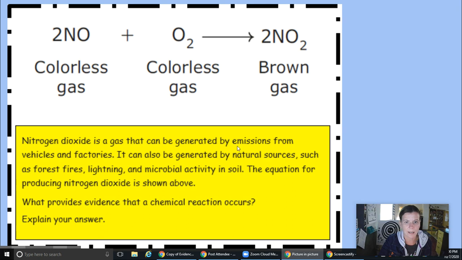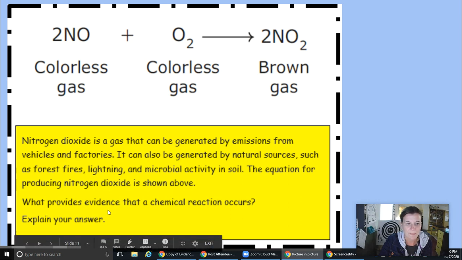Nitrogen dioxide is a gas that can be generated by emissions from vehicles and factories. It can also be generated by natural sources, such as forest fires, lightning, and microbial activity in soil. The equation for producing nitrogen dioxide is shown above. What provides evidence that a chemical reaction occurs?